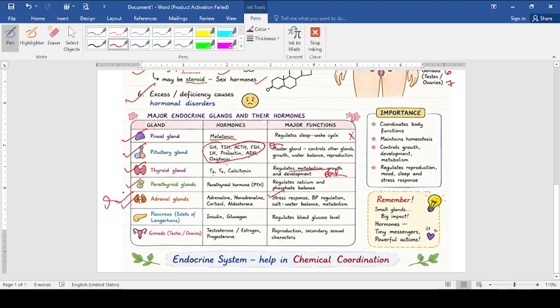Then we are going to the dual gland. What is the dual gland? These last two glands are called dual glands. Why? I have told you. Pancreas is a dual gland, but only 1% part of the pancreas is the islets of Langerhans, which is releasing insulin and glucagon for regulating the blood sugar level in the body.